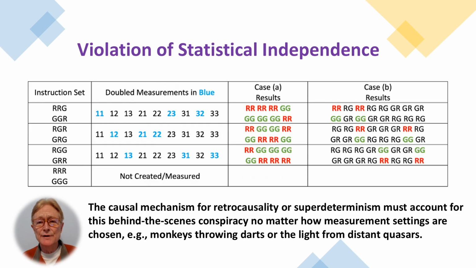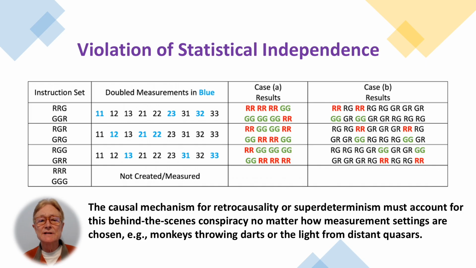Bell was referring to the violation of statistical independence, which is the assumption that there is no correlation between measurement settings and hidden causal mechanisms. Here is how the violation of statistical independence can account for facts 1 and 2 for the Mermin device. When the instruction sets are red, red, green, or green, green, red, Alice and Bob choose measurement settings 1, 1, 2, 3, and 3, 2 twice as often as the other 6 possible measurement pairs.